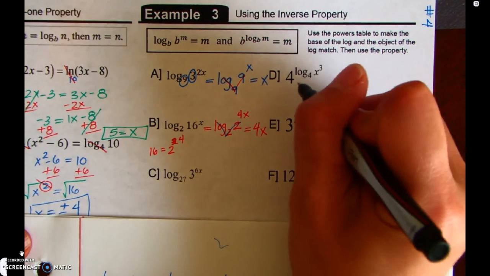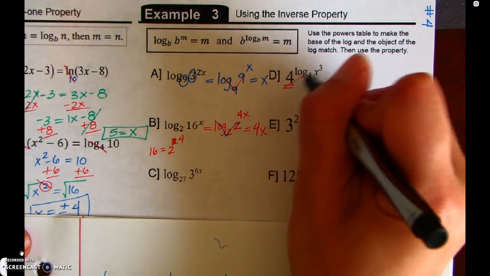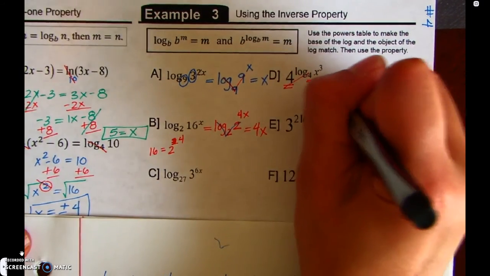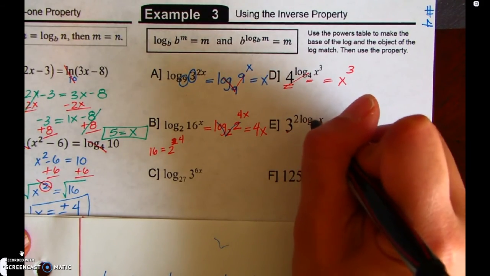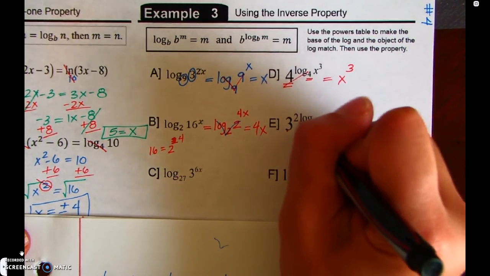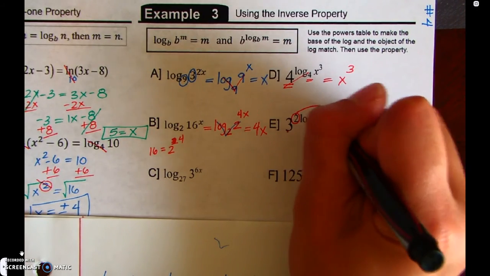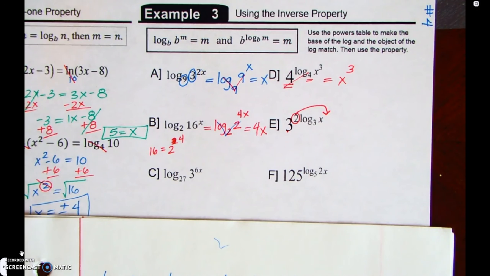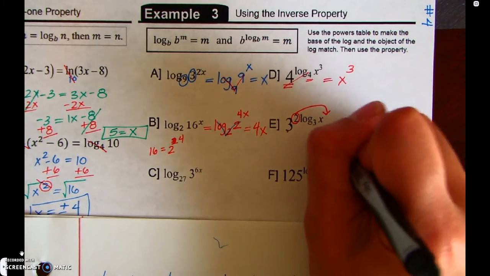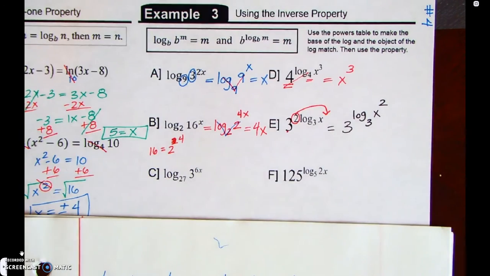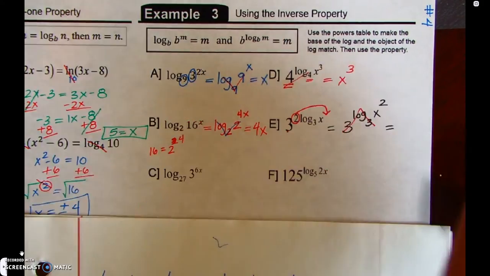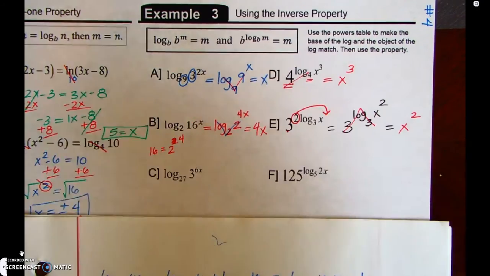Let's look at D. Here we have the same base and the same exponent, so my final answer is just x to the power of 3. Here we have a 3 and the exponent is log base 3. I like this. It's log base 3 and 3, but I don't like this 2 in the front, so I'm going to bring it over here. The next thing that you have is 3 raised to the power of log base 3 of x squared. Your base and your power are the same, so you're just left with x squared.